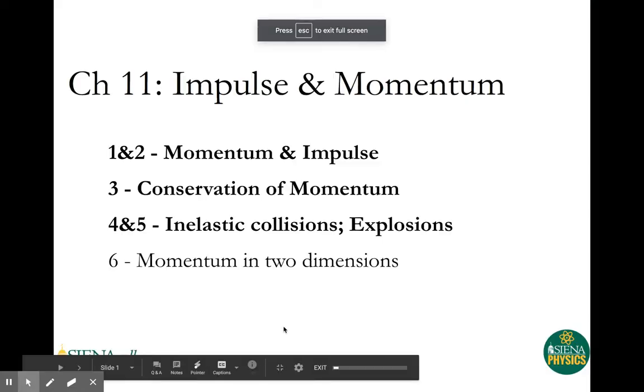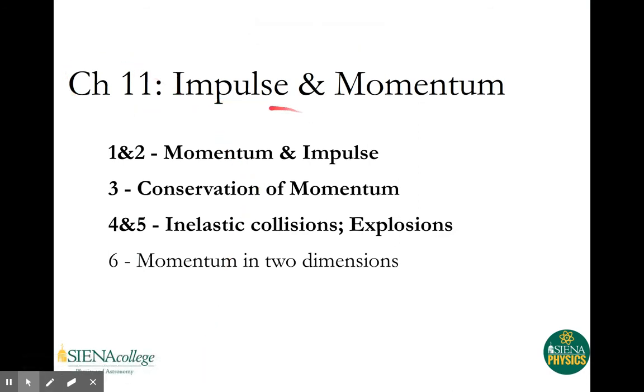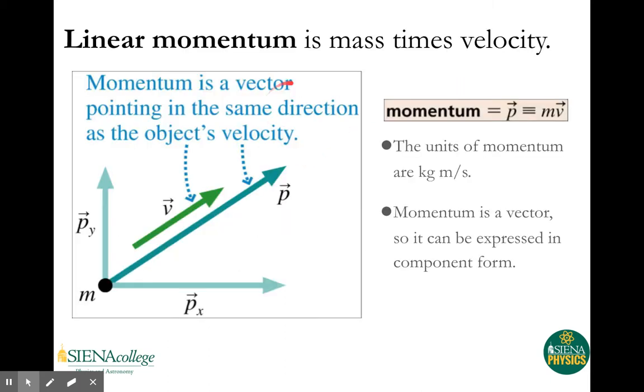Hey, we're going to talk about conservation of momentum and momentum in general. So this is chapter 11, it covers a new concept of impulse and momentum. So just to get right through it, linear momentum, we're going to define it as the mass of an object times its velocity. So momentum, the symbol is p, it is a vector, and it inherits the direction from velocity.